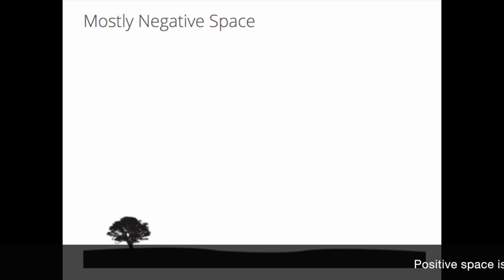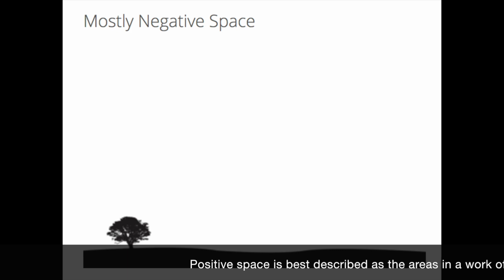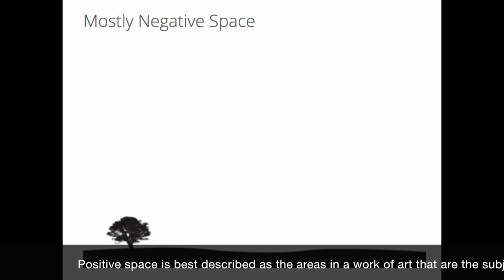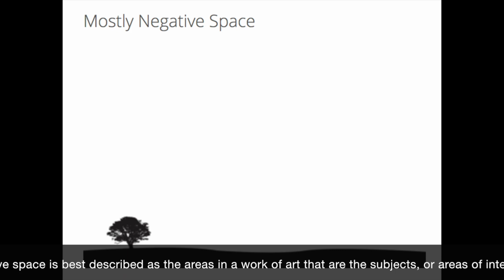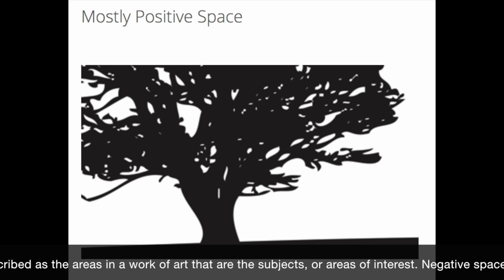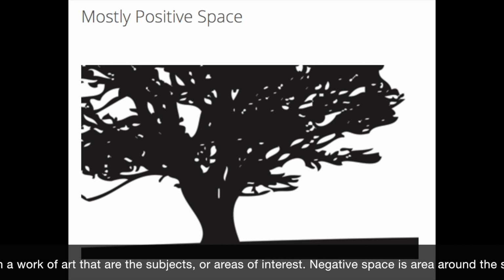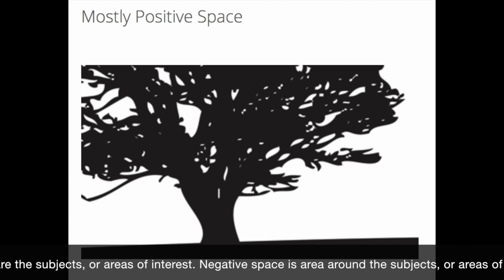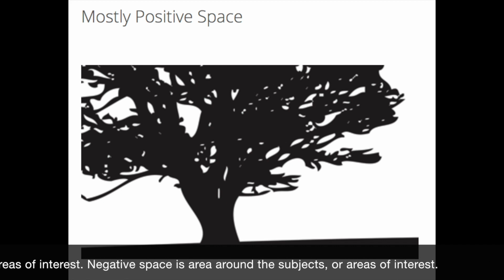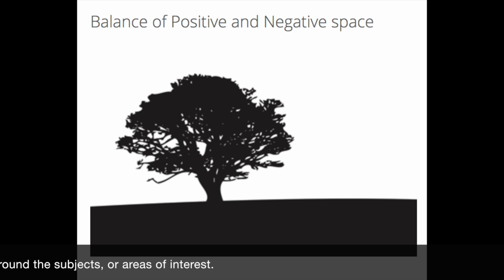Hello, for this project we're going to be looking at positive and negative space. In this picture right here, negative space is all the white area, so there's mostly negative space. Whereas in this image, there's mostly positive space, which is that black area. Now positive space refers to the subject of the artwork, whereas negative space talks about the area around it. This piece of work shows a balance between the positive and negative space.